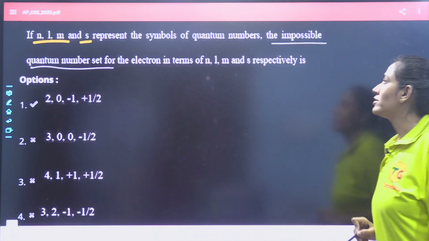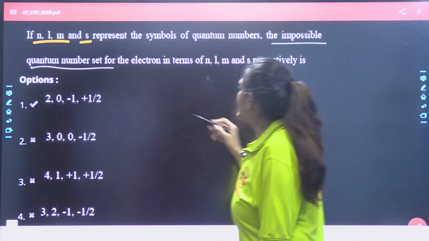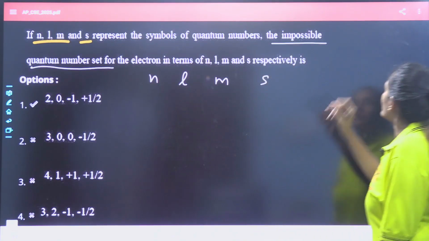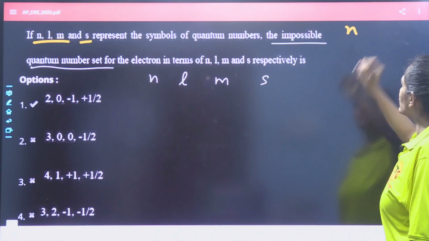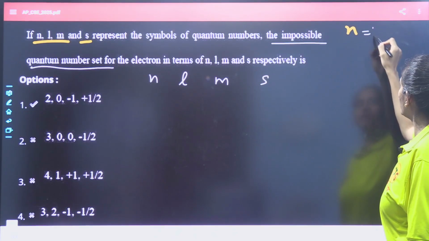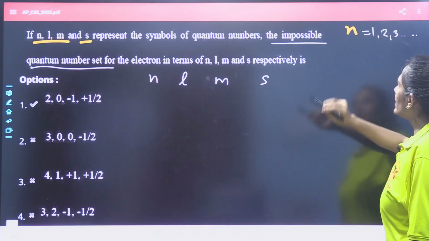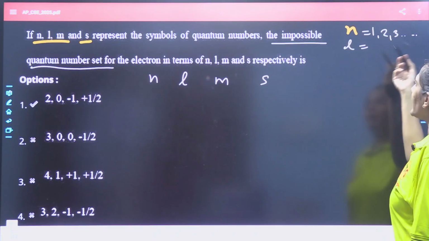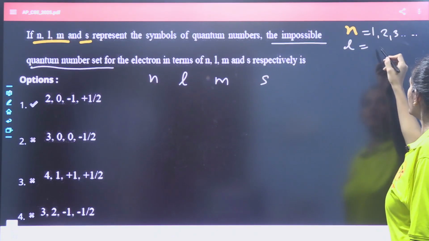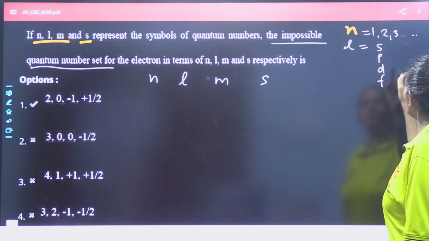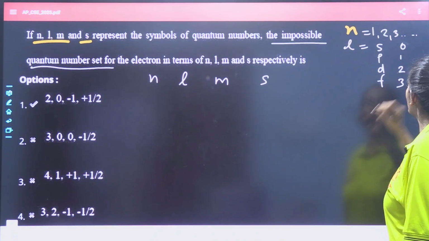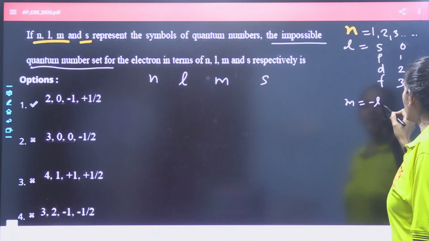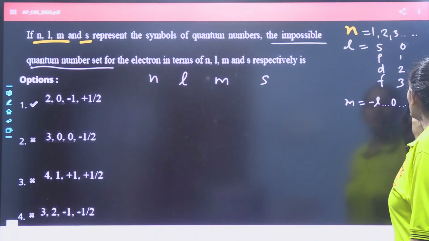For an electron, we are given N, L, M and S values. First of all, N is our principal quantum number, so it can have any value like 1, 2, 3, and so on. Then when we talk about L, it depends on which orbital it is, whether s, p, d, f. Azimuthal quantum number values are 0, 1, 2, 3. Then M values are minus L, including 0, to plus L.